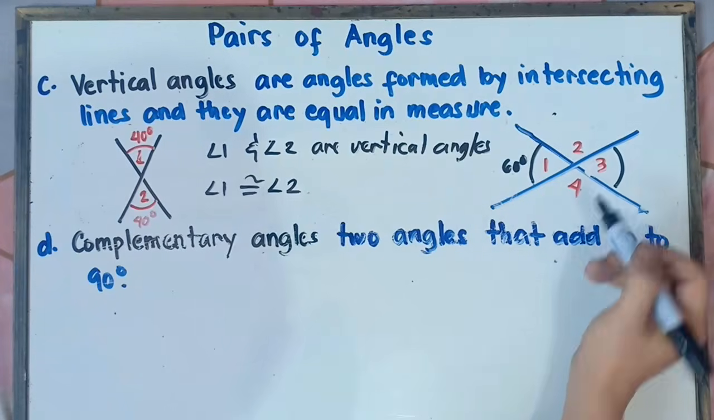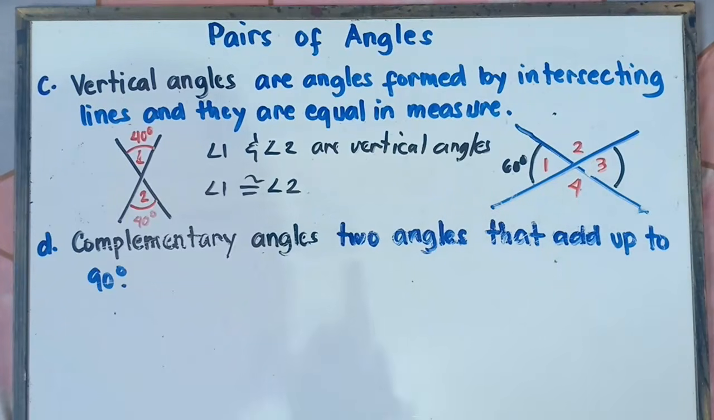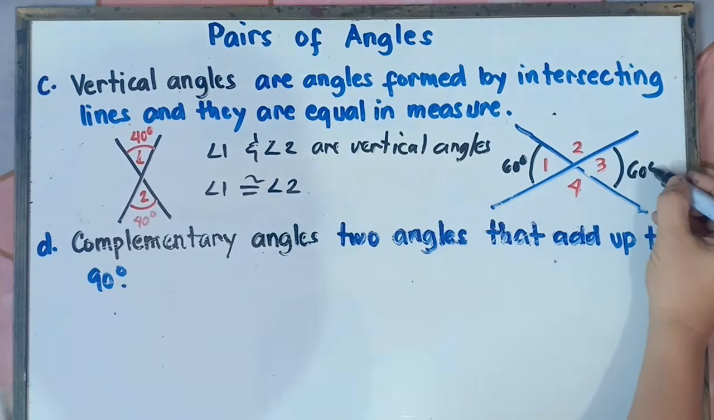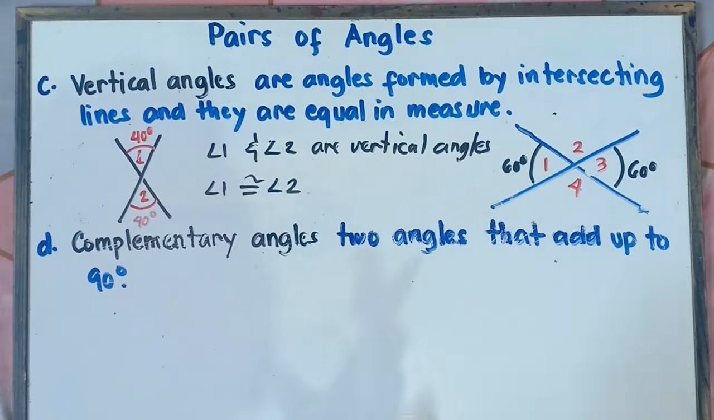What will be the measure of angle 3? That's correct, automatic. Angle 3 should be 60 degrees. Why is that, sir? Because vertical angles are congruent angles. They are equal in measure.